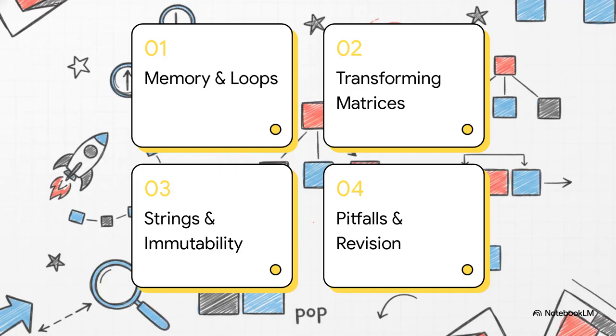Here is our quick roadmap for today. First up, memory and loops. Second, transforming 2D matrices. Third, string logic and immutability. And finally, we'll wrap things up with some critical interview pitfalls and revision strategies.